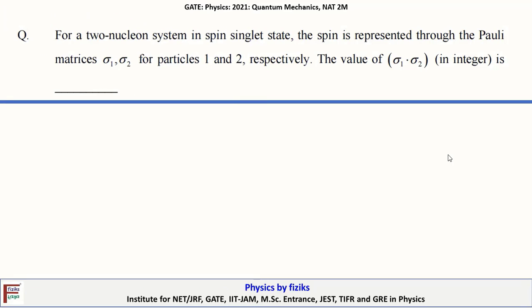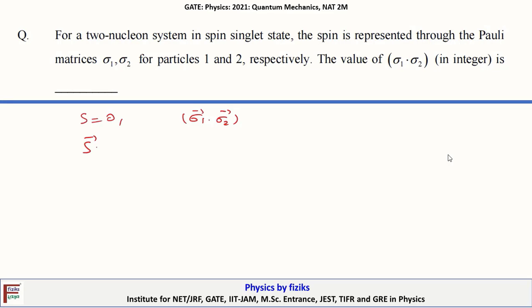The question is saying: we have a 2 nucleon system in a spin singlet state. Now for the singlet state, S equals 0. The spin is represented in terms of the Pauli matrices sigma 1, sigma 2. We have to determine the value of sigma 1 dot sigma 2. For this state, now we know it.